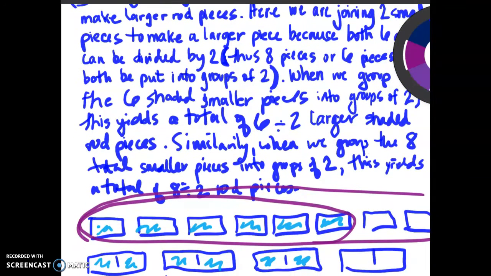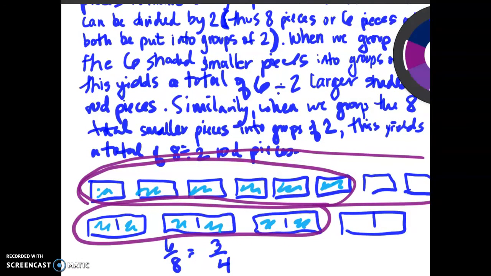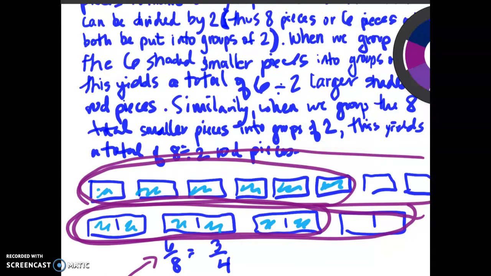But when we group the 6 smaller pieces into groups of 2, then this yields a total of 6 divided by 2, or 3 larger pieces. You can see those in my drawing here. And similarly, when we group the 8 total smaller pieces into groups of 2, then this yields a total of 8 divided by 2, or 4 smaller rod pieces. And so this is just another way for us to use division to show equivalence. Now we can see that 6/8, as shown in the smaller rods, is equivalent in size overall to our 3/4 in our larger rod pieces.